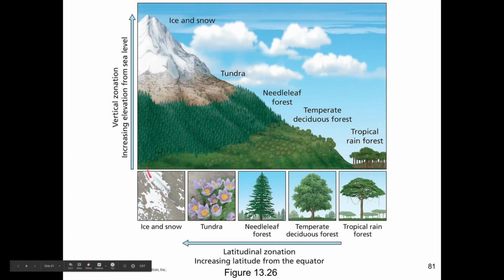Here we've got elevational zonation going from tropical rainforest to temperate deciduous forest to needle-leaf forest to tundra to ice and snow. You could be at sea level in the tropics in Ecuador and go from tropical rainforest to ice and snow at the same latitude. Just like going from the equator to the poles, you go from tropical rainforest to deciduous to needle-leaf to tundra to ice and snow. So altitude works the same way as latitude: high latitude is cold, low latitude is warm, low elevation is warm, high elevation is cold.